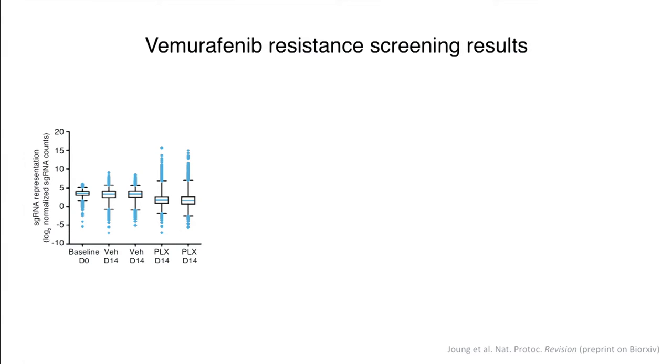As an example of our screening results, if we take a scatter plot of the different sgRNA guide counts, at the beginning of the screen it's pretty consistent. After the screen, for the control condition, there are some sgRNAs that have been depleted or enriched based on whether or not they affected the growth of the cell independently of the vemurafenib treatment. And after treatment with vemurafenib, or PLX, there's much more enrichment or depletion of sgRNA guide counts. So we know that some of these guides up here will probably correspond to the phenotype.